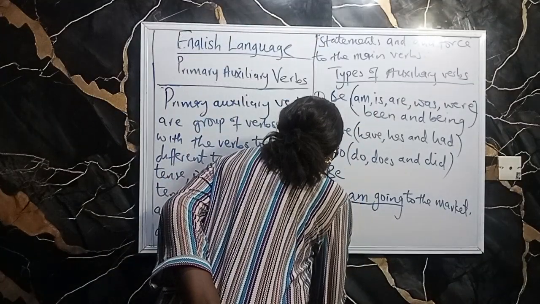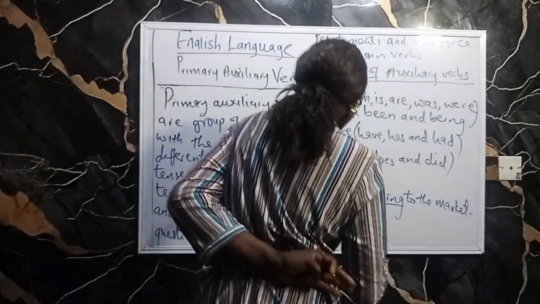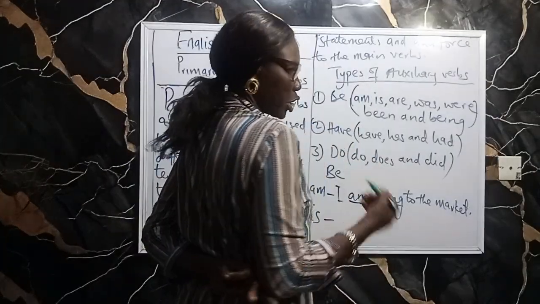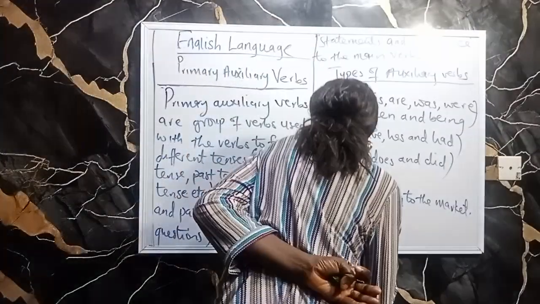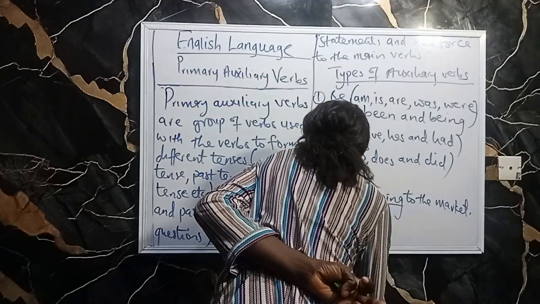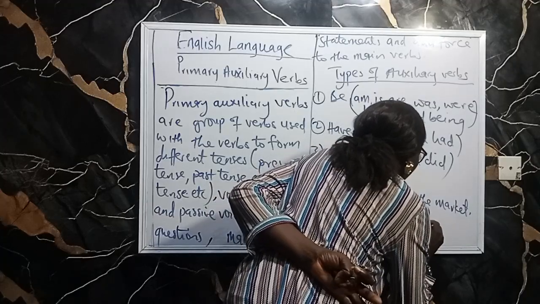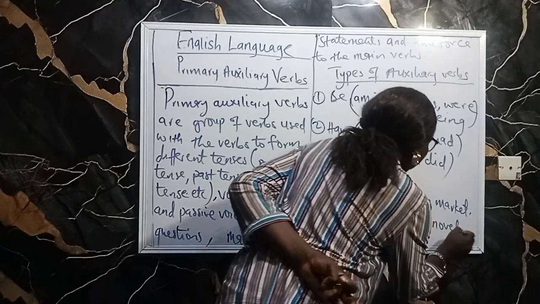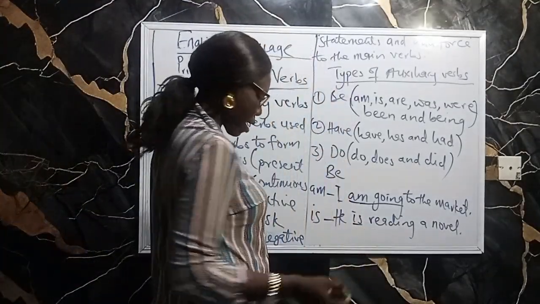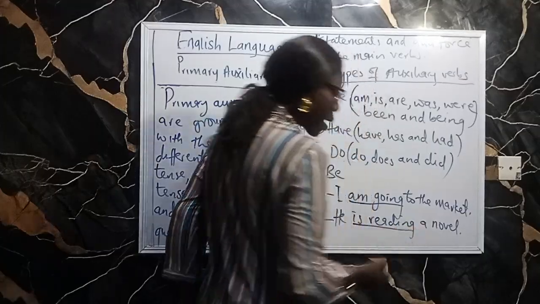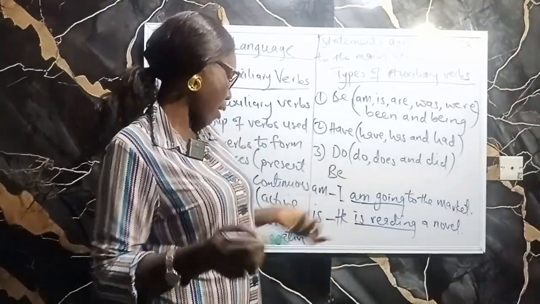Let's also use is. Under is, we can use he or she or it with is. It's a singular verb. Okay, let's use he. He is reading a novel. So is there is the primary auxiliary used with a form of the main verb reading to also form present continuous tense.